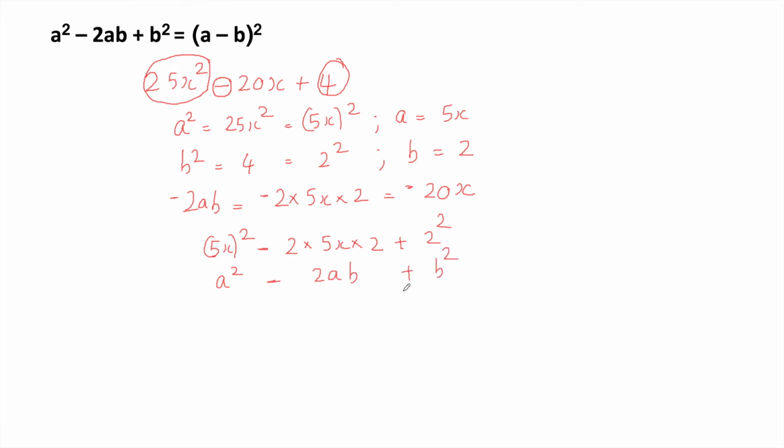If the polynomial is in the form of a square minus 2ab plus b square, the factor will be (a minus b) the whole square. So a is 5x here, b is 2 here. So (5x minus 2) the whole square. Again we can rewrite it as (5x minus 2) into (5x minus 2). So this is the solution for the polynomial 25x square minus 20x plus 4.